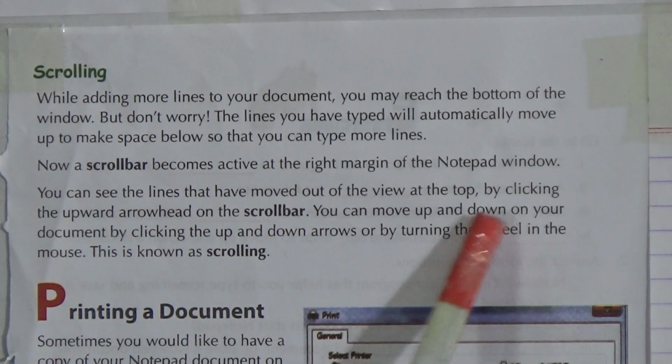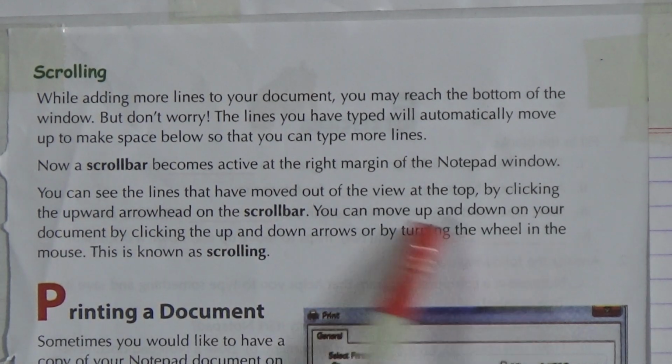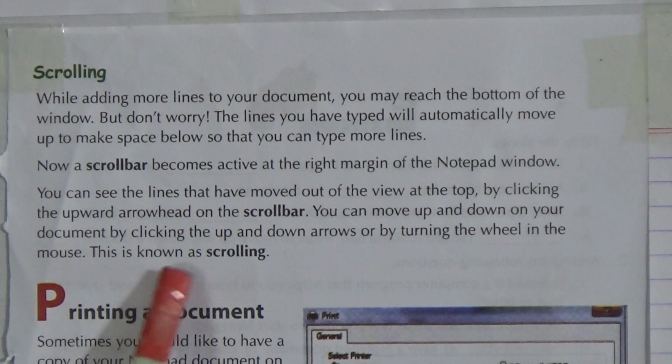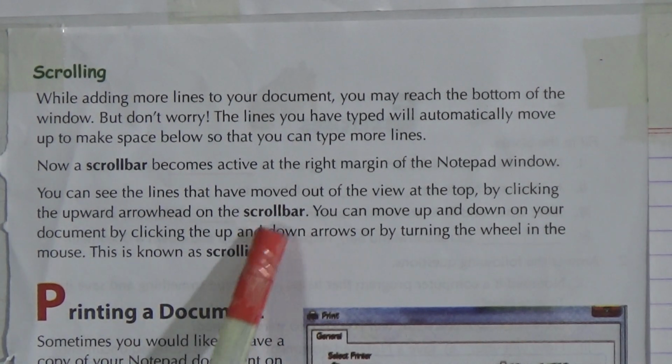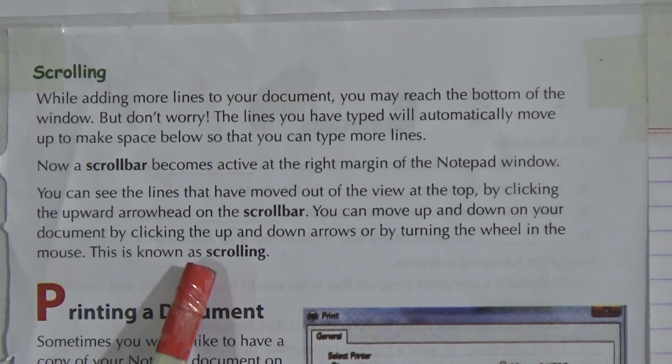You can move up and down on your document by clicking the up and down arrows or by turning the wheel in the mouse. This is known as scrolling. So with the mouse wheel or with the arrowheads, you can scroll up and down a document.